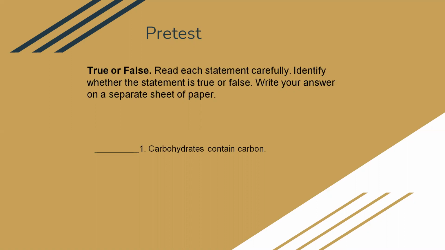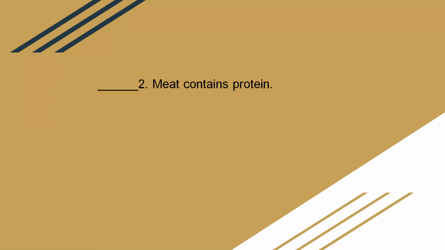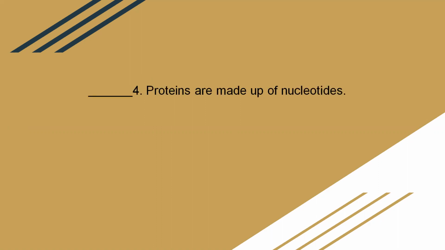Number one, carbohydrates contain carbon. The answer is true. Two, meat contains protein. The answer is true. Three, lipids are soluble in water. The answer is false. Four, proteins are made up of nucleotides.